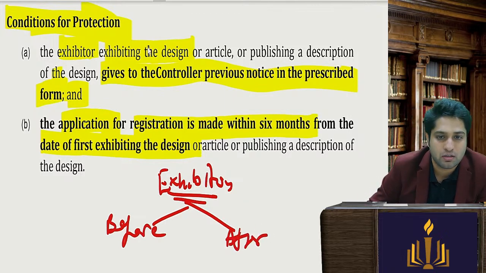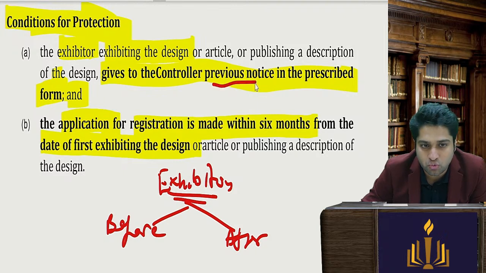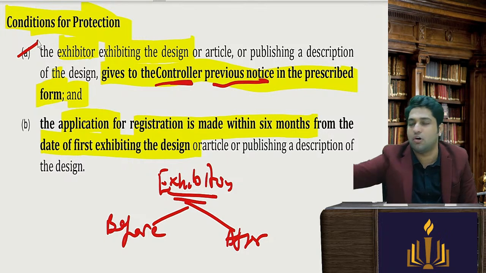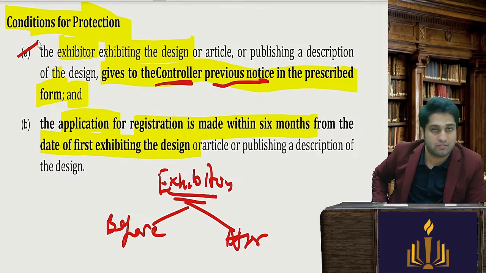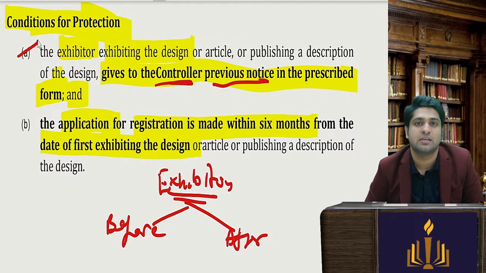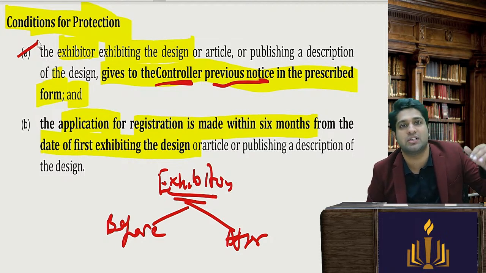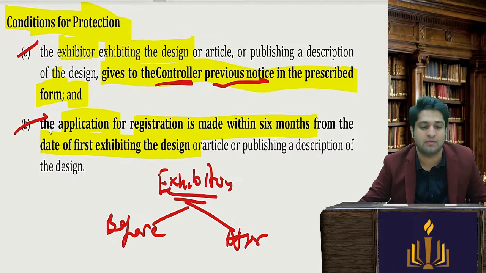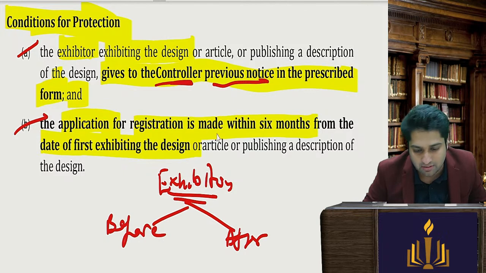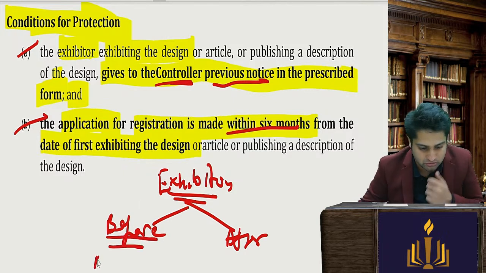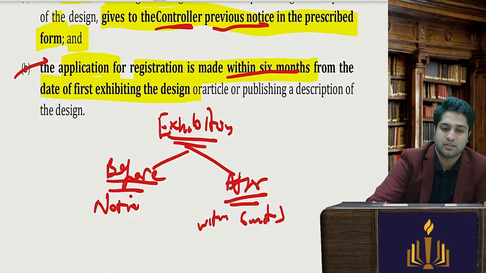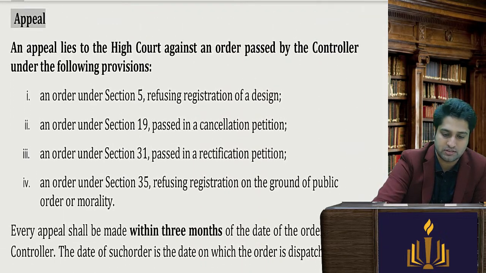See, before means what? What are they giving? Previous notice has to be given to the controller that listen, this is a government recognized exhibition. I will be producing certain original designs. This is the design. The moment it gets over, I will register it within 6 months. So before the exhibition he has to give a notice, and after, within 6 months he has to apply for registration. Clear? Then that design will be put in his name.